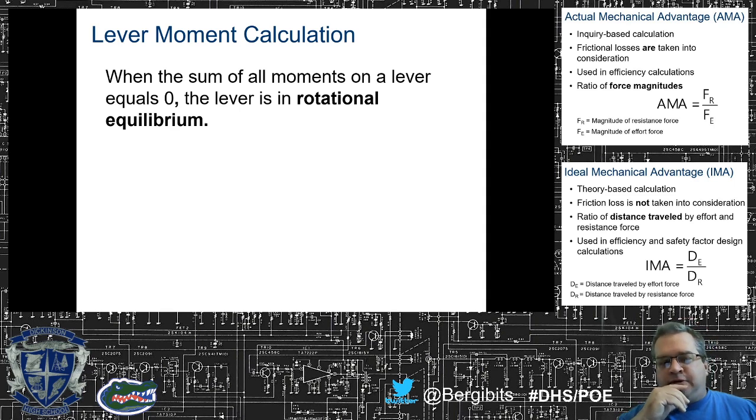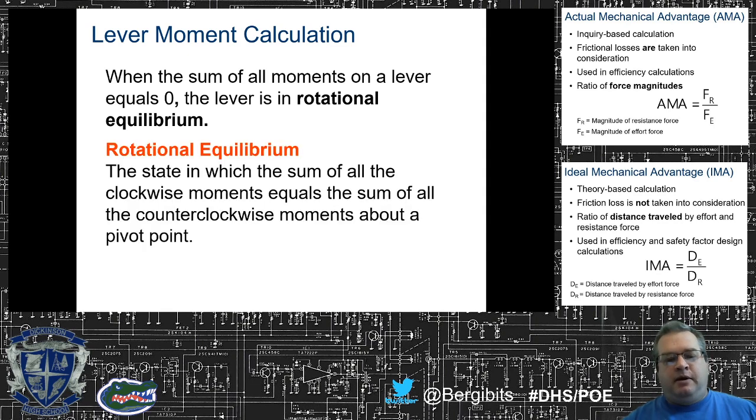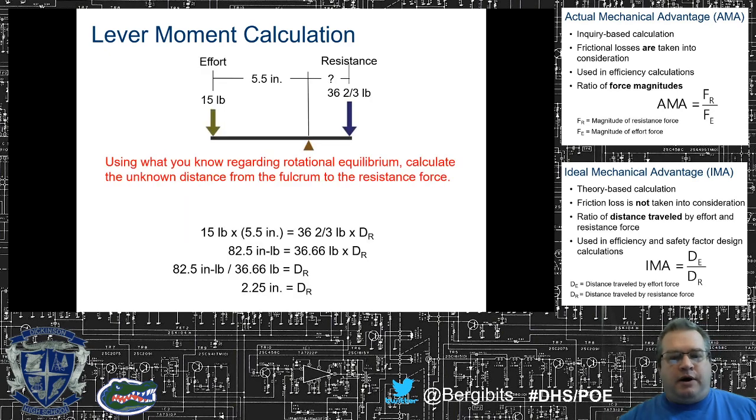It's not part of this example, but when the sum of all moments on a lever equals 0, it's in rotational equilibrium, meaning the lever's not going to be moving. Rotational equilibrium is when clockwise moments and counterclockwise moments add up to 0. All right, so back to our lever.